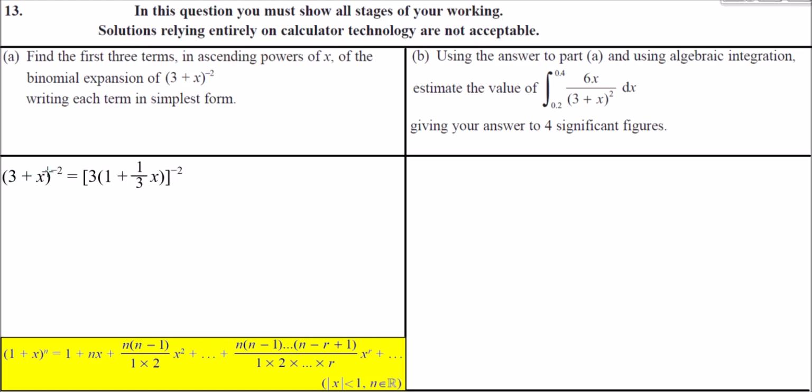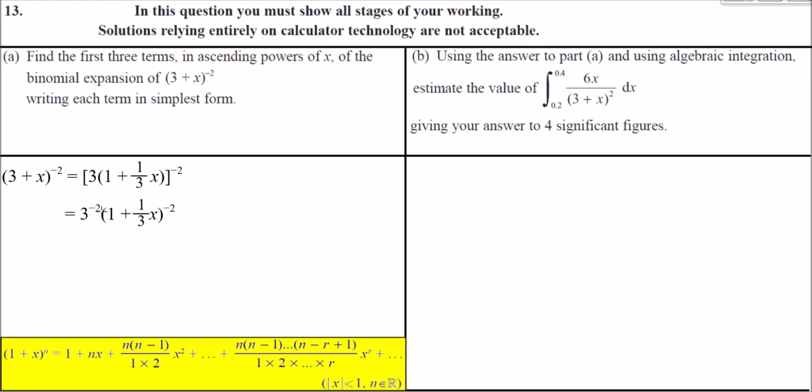So 3 plus x to the power minus 2 is the same as 3, then brackets 1 plus 1/3 of an x to the power minus 2. We can now distribute this power to both the 3 and the bracket. So in other words, all of this to the power minus 2 is the same as 3 to the power minus 2 multiplied by 1 plus 3x to the power minus 2.